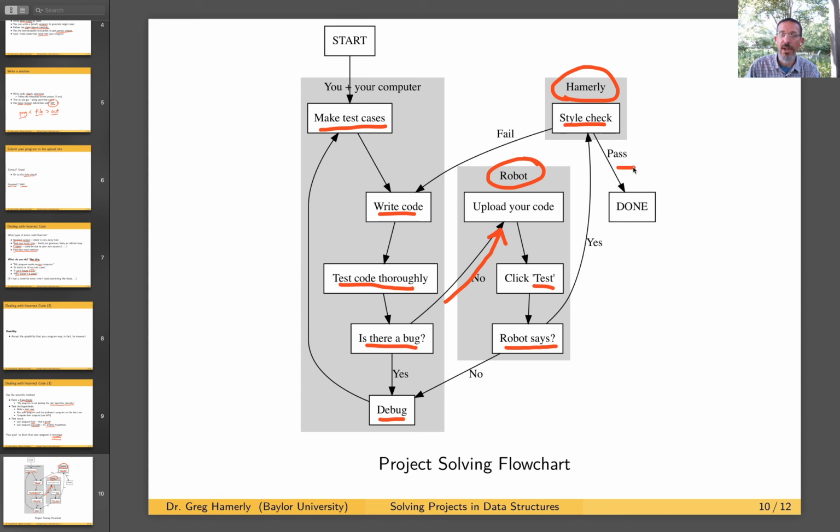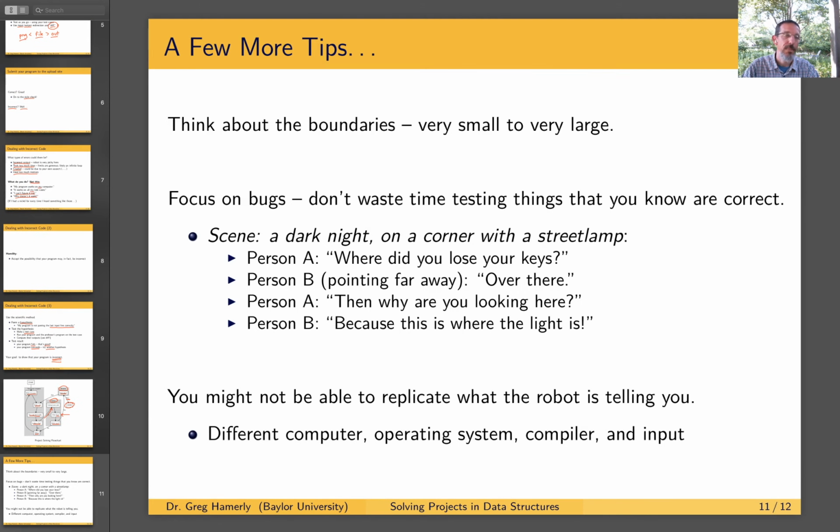Once you pass the style check, you are done, okay? And it's the time at which you click test right here that determines your grade for the project. The time at which you click test relative to the deadline of the project. So if you click test before the deadline and you pass the robot and you pass the style check, the fact that you clicked test before that means you get 100%, okay?